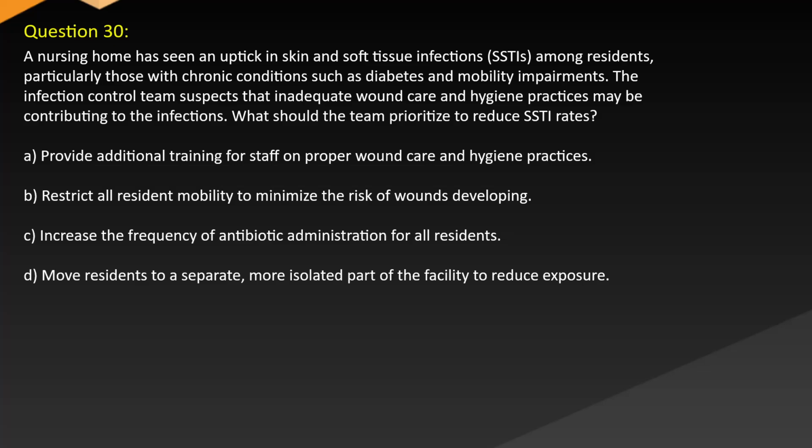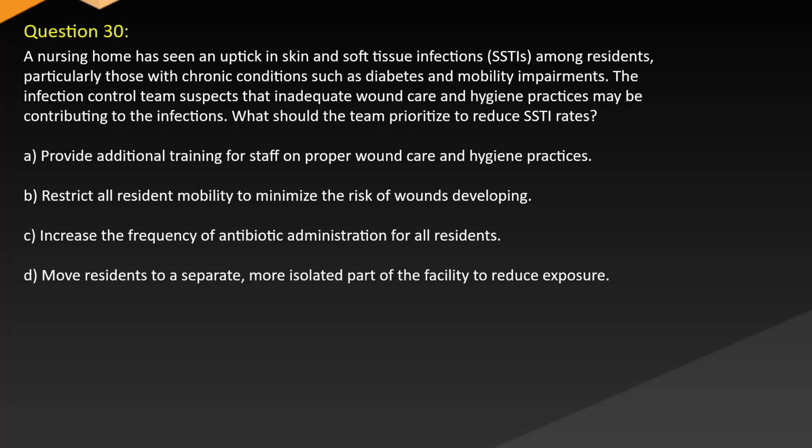Question 30. A nursing home has seen an uptick in skin and soft tissue infections, SSTIs, among residents, particularly those with chronic conditions such as diabetes and mobility impairments. The infection control team suspects that inadequate wound care and hygiene practices may be contributing to the infections. What should the team prioritize to reduce SSTI rates?